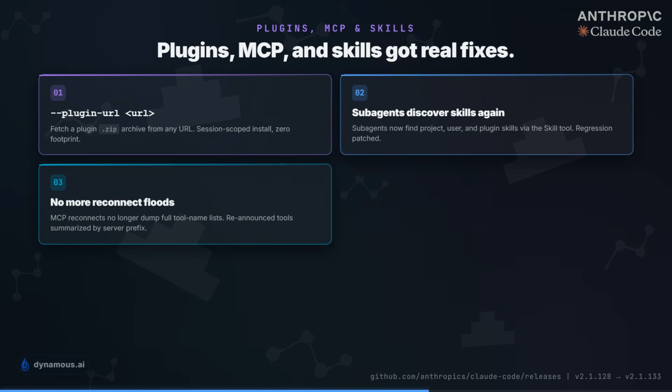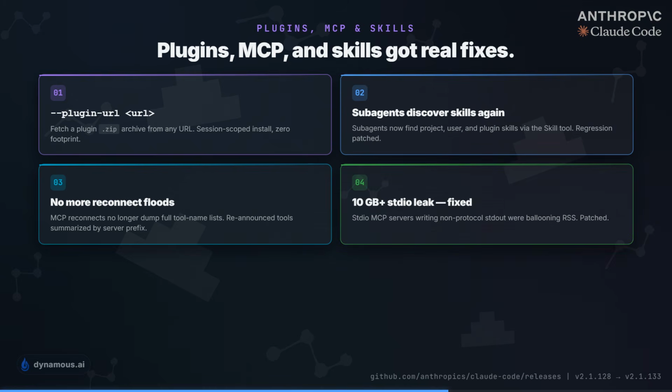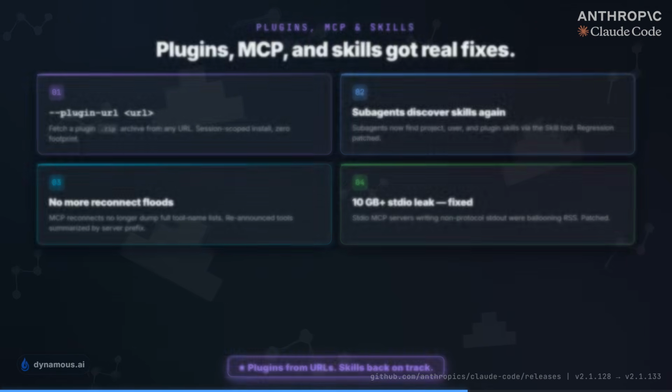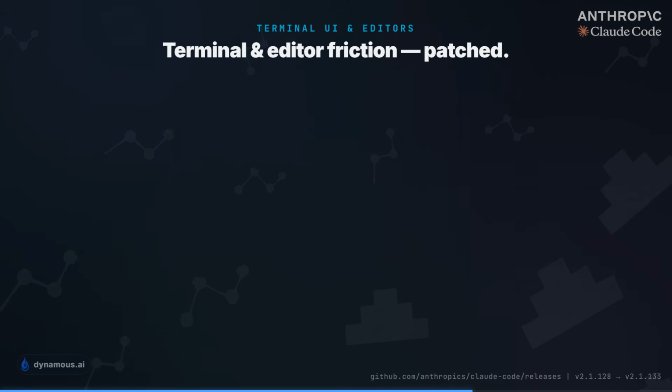MCP reconnects no longer flood the chat with full tool name lists. Re-announced tools are summarized by server prefix. And stdio MCP servers that wrote non-protocol data to standard out were leaking 10 GB of RAM in worst case sessions. Now fixed.